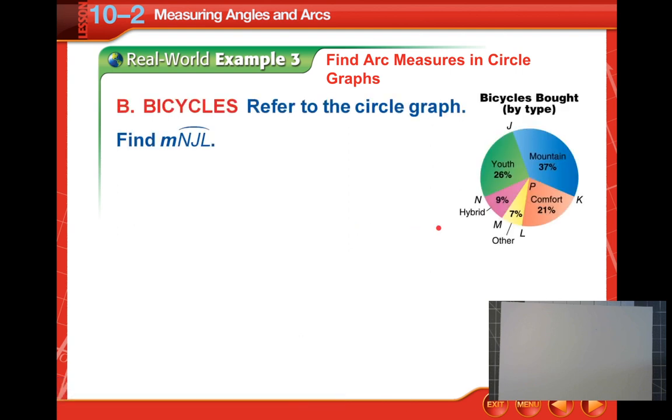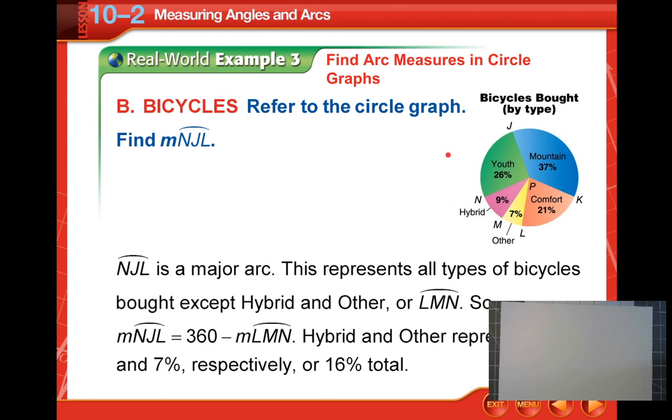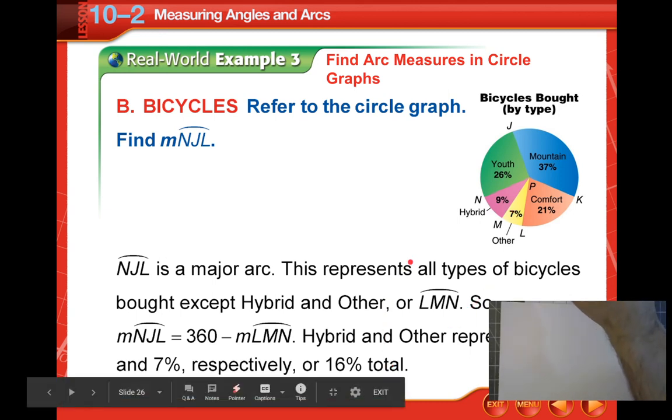If we want NJL, that's going to be a very big section. It's a major arc. It's everything besides this pink and yellow sections. So to find NJL, I have to accommodate three different sections. I have youth, which is 26%, mountain is 37%, and comfort is 21%. So what we're missing is 7 and 9, which is 16. So you have two options here. Let me show you this one. You have two options.